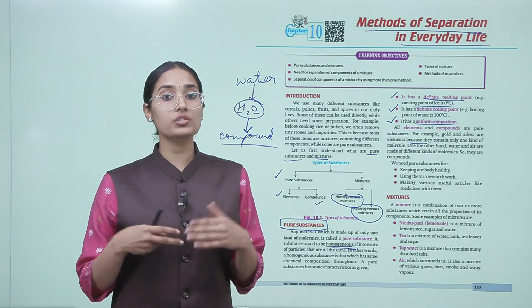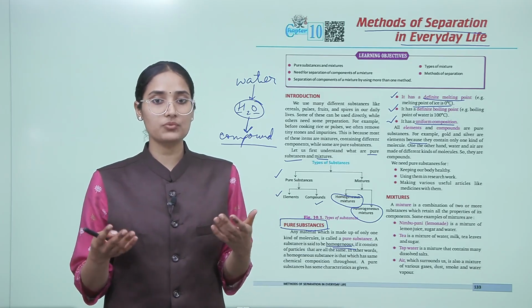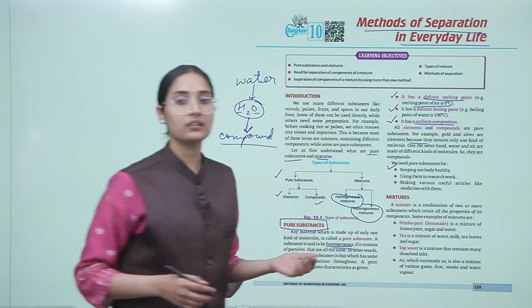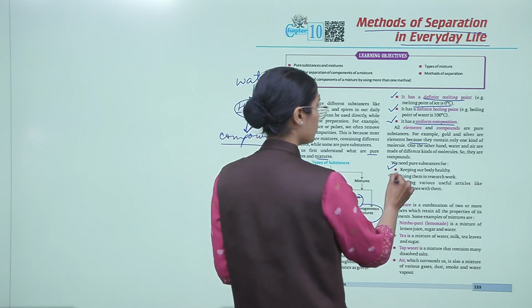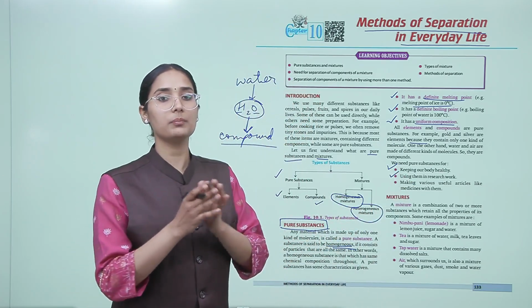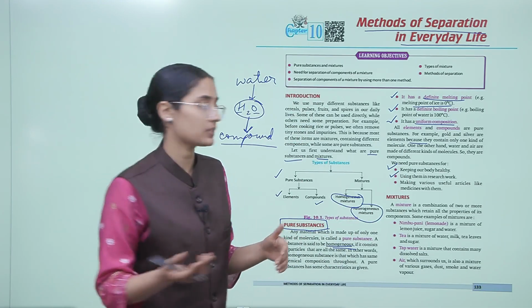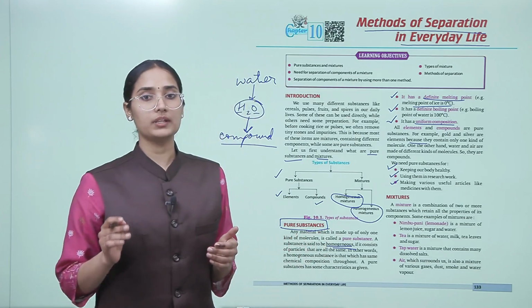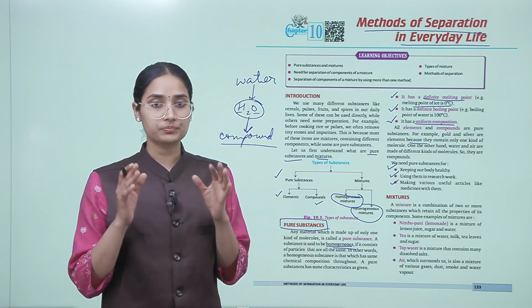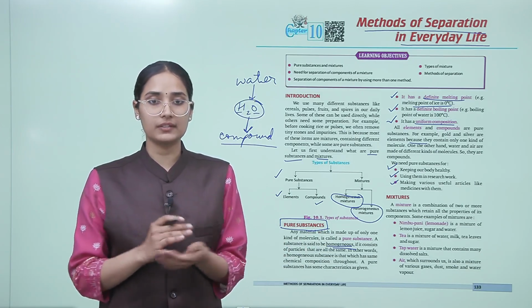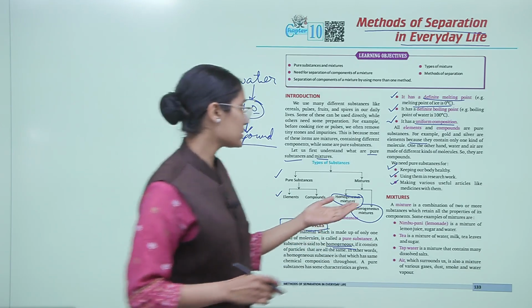Now, we need pure substances for keeping our body healthy and for using them in research work. When we do research work, we sometimes need a pure substance to do experiments, and to make various useful articles like medicines. So we also need substances in pure form to make medicines. Now let's understand what a mixture is.